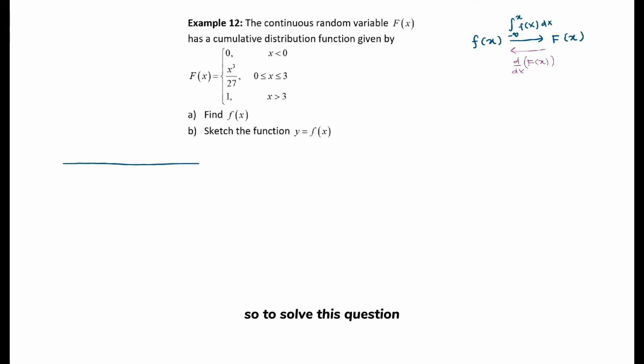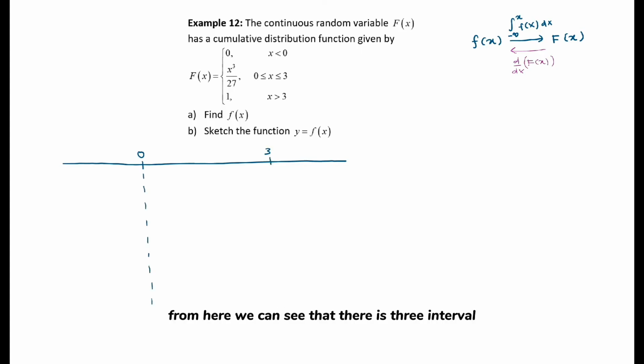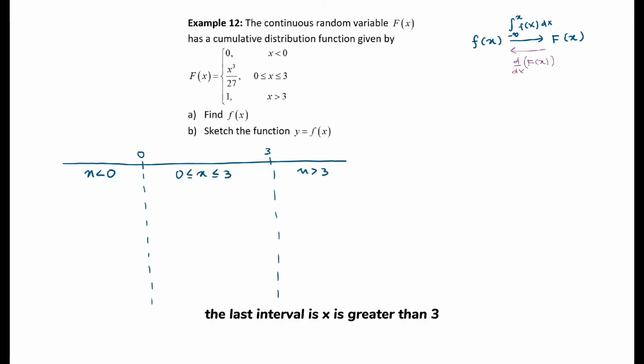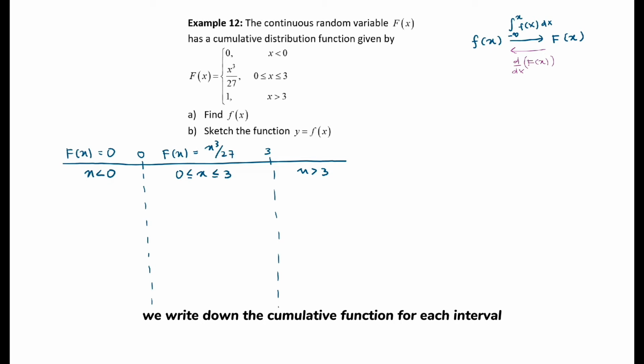So, to solve this question, we sketch a number line to guide you. We start by writing down the values 0 and 3. From here, we can see that there are 3 intervals. The first one is x less than 0. The second one is x from 0 to 3. The last interval is x greater than 3. Then, we write down the cumulative function for each interval.